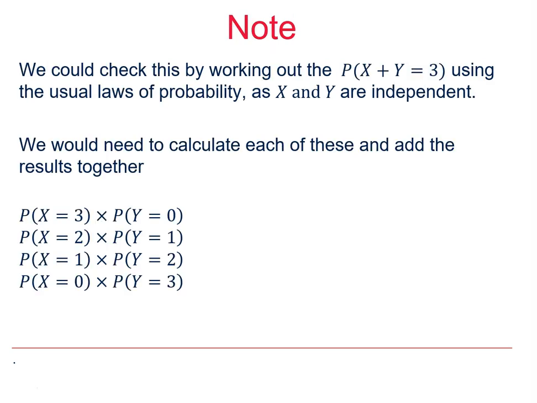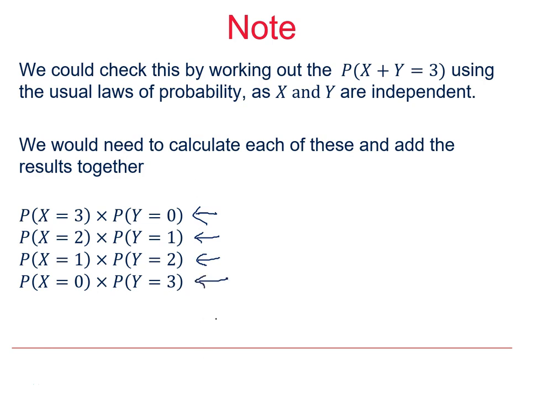And if you want to, you might like to just stop and check this by working out how we could obtain x plus y equals 3 using just the normal probability rules. And of course we could have, as you're having a look at them here, x is 3, y is 0; x is 2, y is 1; x is 1, y is 2; x is 0 and y is 3.